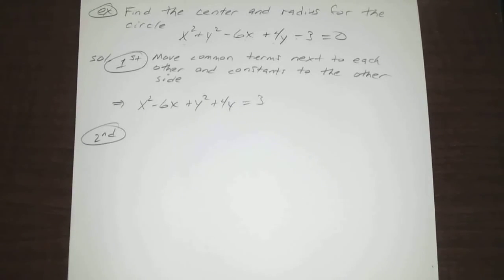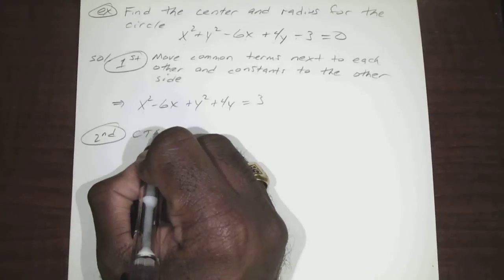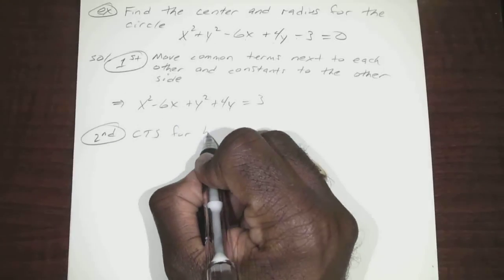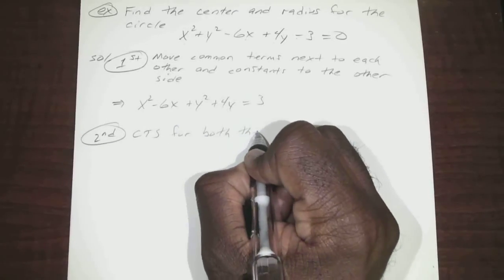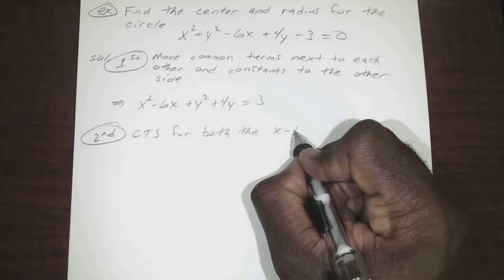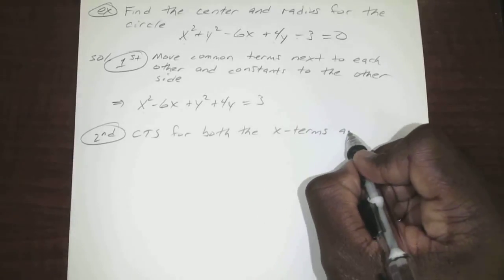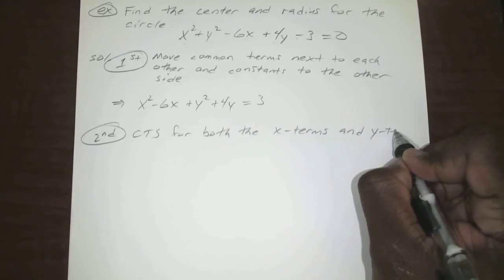Okay, so your second step is you're going to complete the square for each variable. So complete the square for both the x terms and y terms.